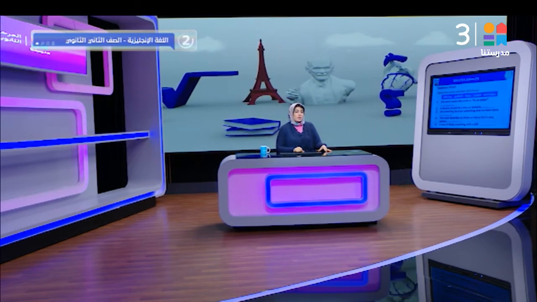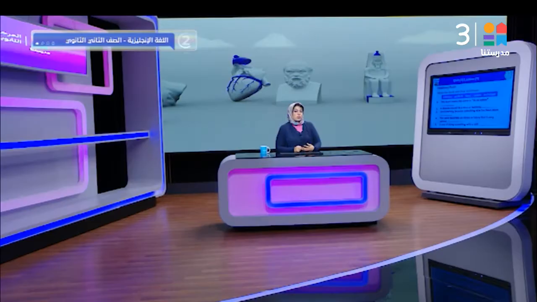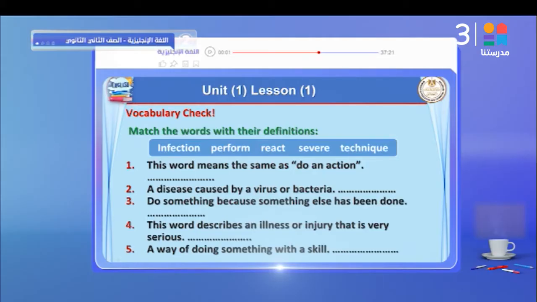Now we need to check vocabulary. So we have some words here that are highlighted. So I want to check those words, okay? And let's see what we can do, okay? So match the words with their definitions. We have here 1, 2, 3, 4, 5 words, okay?